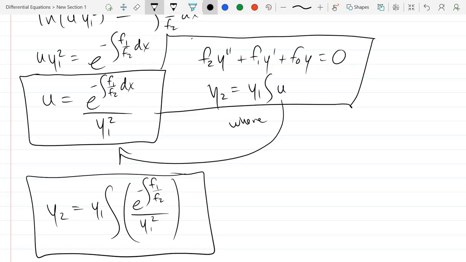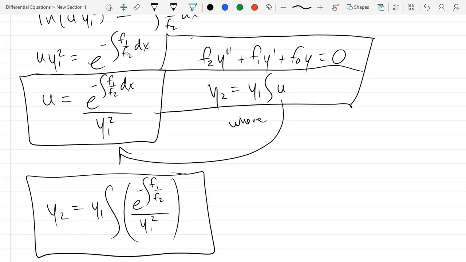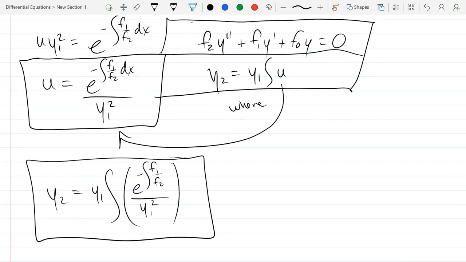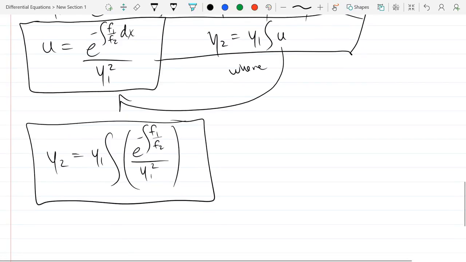Well, I think either way, you got to write the original form down so you know where F1 and F2 came from. And we got one example that we'll do. Yep. One example.